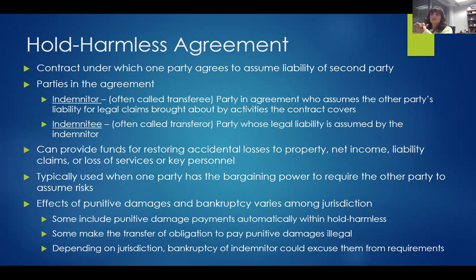It can provide funds for restoring accidental losses to property, net income, liability claims, or loss of service of key personnel. So having a hold harmless agreement definitely does protect you in many different ways. It's typically used when one party has the bargaining power to require the other party to assume the risk. So I hate to use this example, but as a larger utility, because we have a high risk associated with a lot of our business lines, we have a lot of leverage, I would call it, or bargaining power in the transaction. And we typically will ask that our contractors assume a certain level of responsibility.